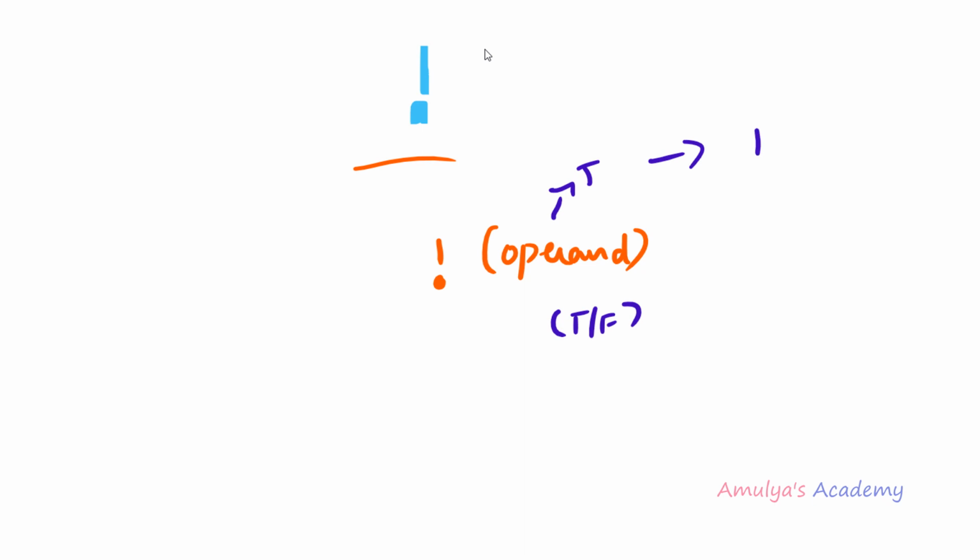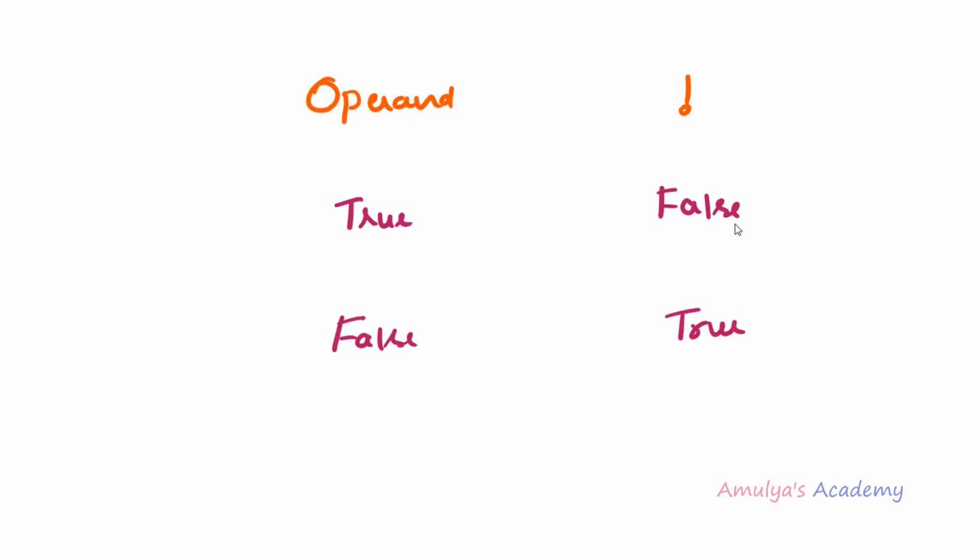And the next logical operator is logical NOT. You can use this with only one operand, and if the operand is true, it will return false. If the operand is false, it will return true. We can use this like this, with an operand. And here we can use the operand as a true or false value, or we can use an expression which can be evaluated as true or false. So if the operand is true, it will give the output as false. If the operand is false, it will give the output as true. So I'll show you the table. So this is the table. If the operand is true, it will return false. If the operand is false, it will return true.